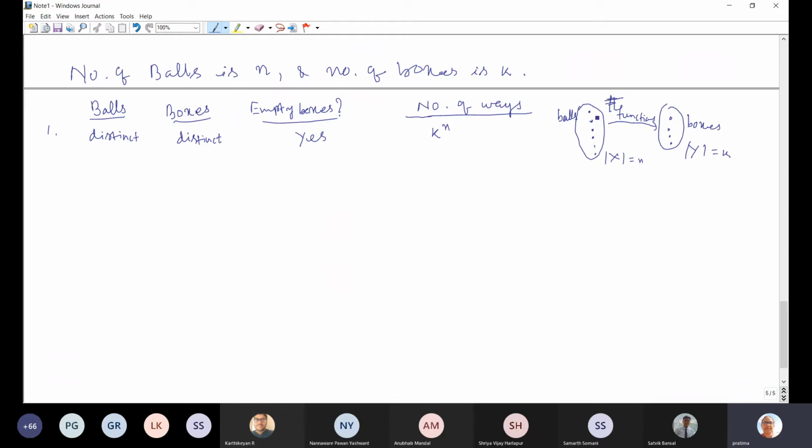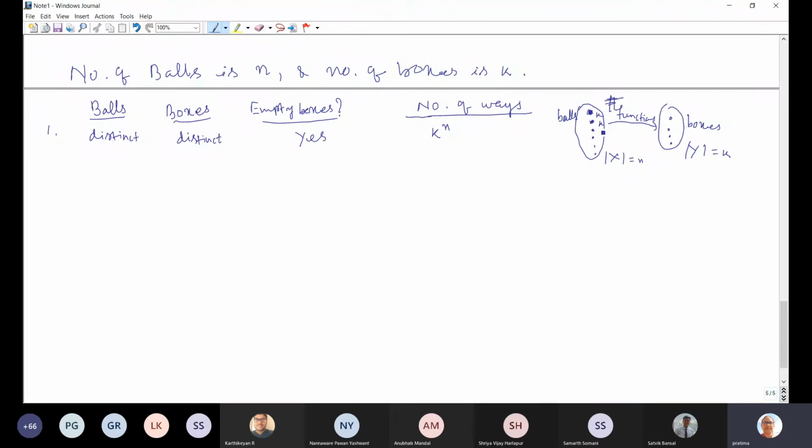So there are n number of balls. If I consider any arbitrary ball, how many possibilities does it have? Where can it map to? The image of this element can be any of these. It can map to any of these boxes. So the number of possibilities to map this element is k. Similarly, this also can map to any of the k boxes.